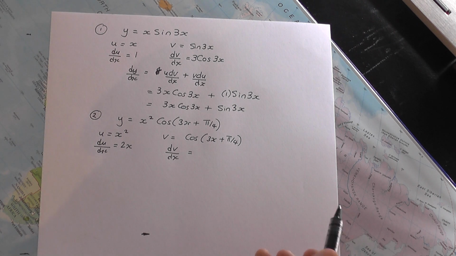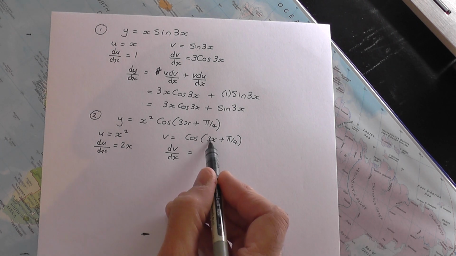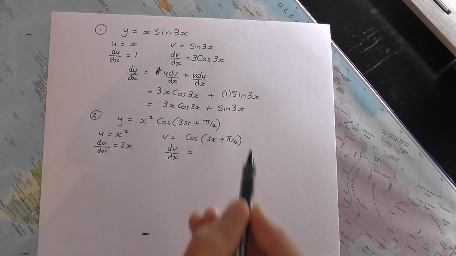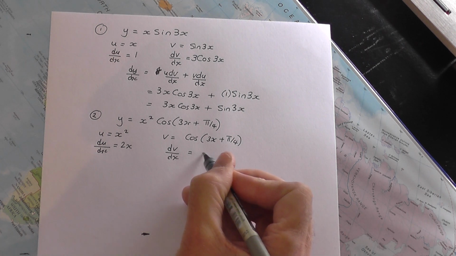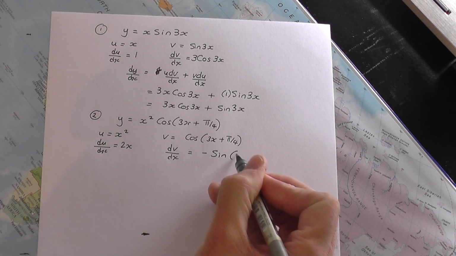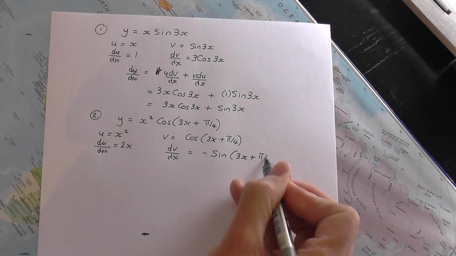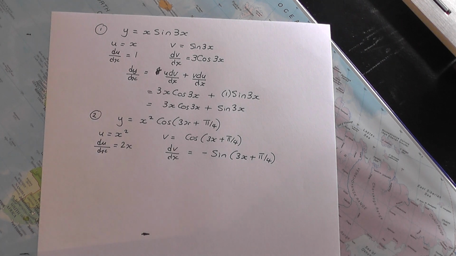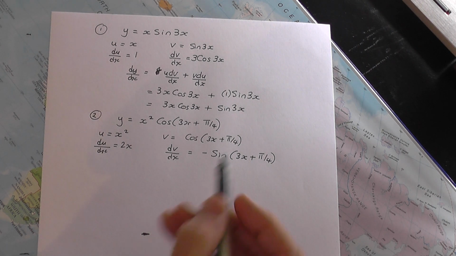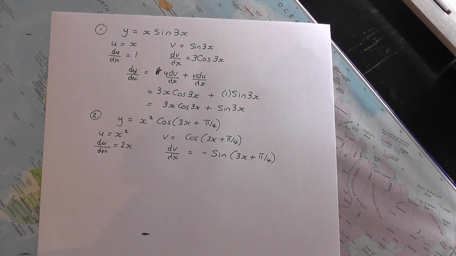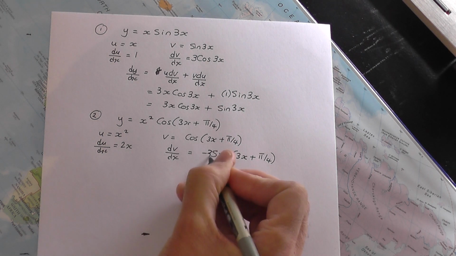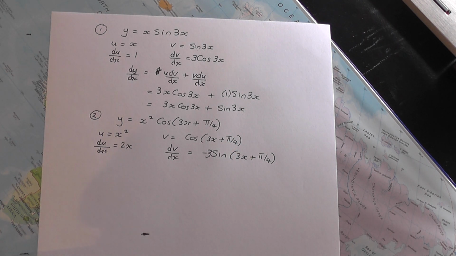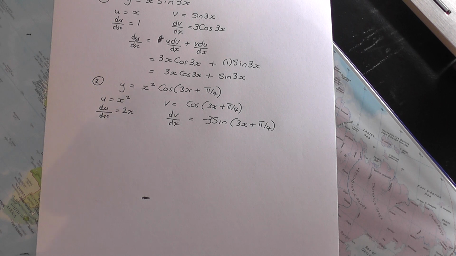So cos takes priority. Cos acts upon that, so it's function acting on another function. Differentiate cos, you get minus sine of the same angle. You then go inside the other function, 3x plus pi by 4, and differentiate it. You just get 3, because if you differentiate pi by 4, you get nothing. And you multiply by that 3, so I'll put it at the front. Okay, so we get to there.